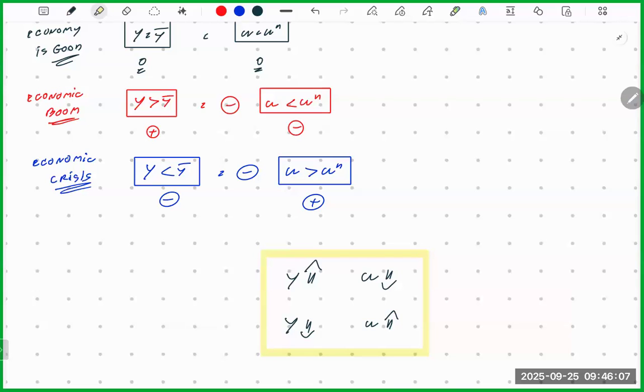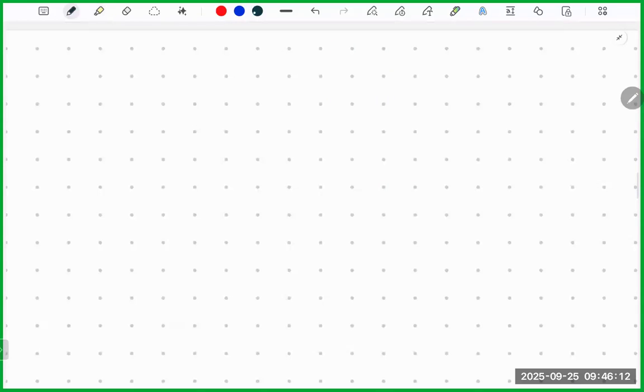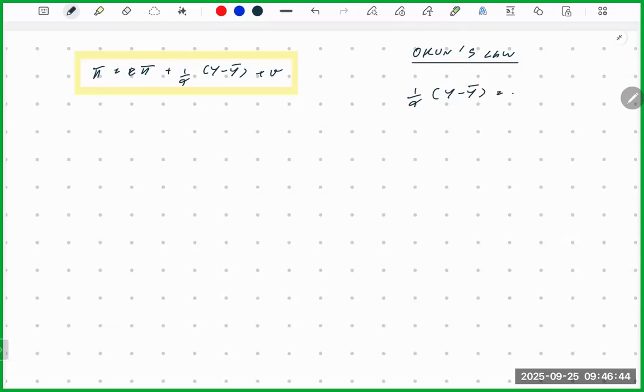And then after that, I bring in the equation of inflation that we saw together: pi equals expected pi plus 1 over alpha times (Y minus Y bar) plus v. This is the equation that we kept at the beginning of the class. And then I bring Okun's law over here. Okun's law is 1 over alpha times (Y minus Y bar) equals minus beta times (U minus UN).